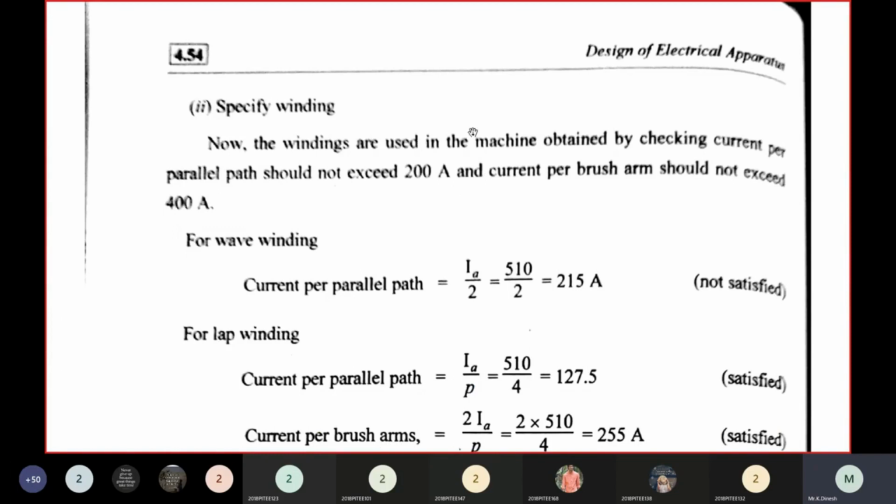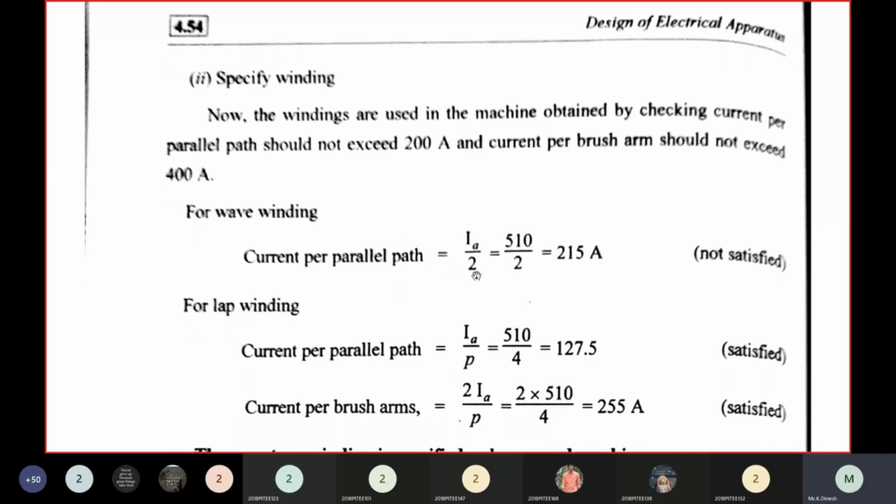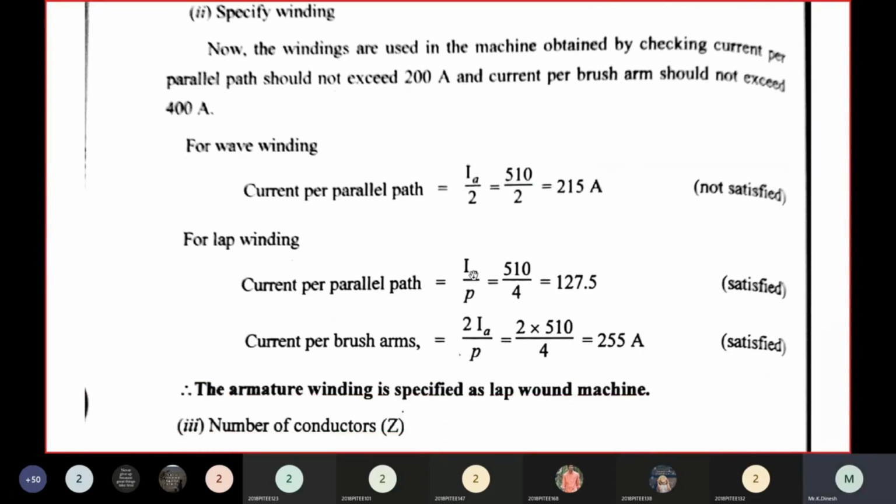நம்ம நேத்து நம்ம பார்த்தோம் இல்லையா, அந்த மெத்தட்ல வந்தது. So for wave winding, current per parallel path is armature current by 2. Armature current we have 510. So 510 by 2, 255. So the wave winding is not satisfied. For the case of lap winding, Ia by P. So 510 by 4, 127.5, which is less than 200. So this current per parallel path is satisfied.